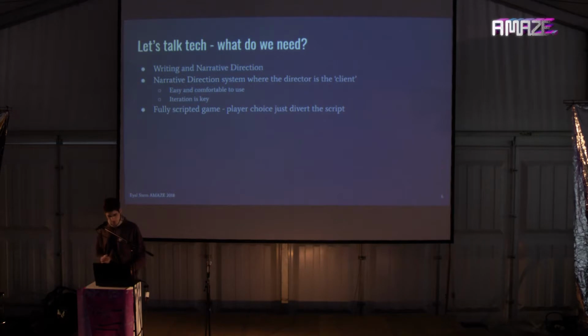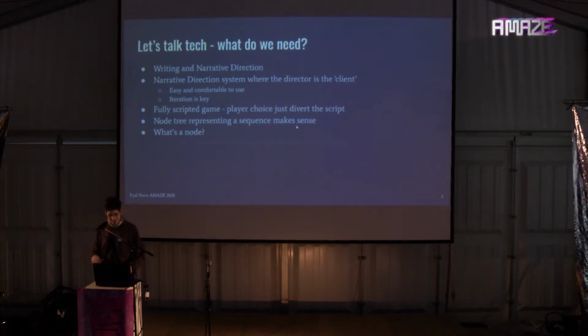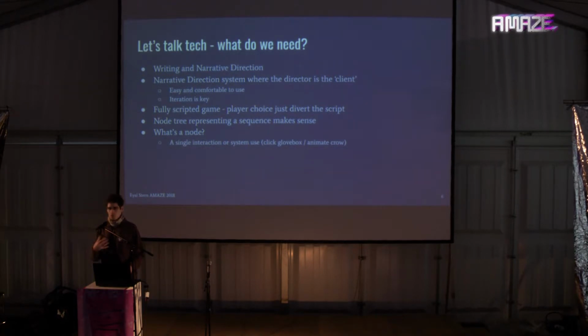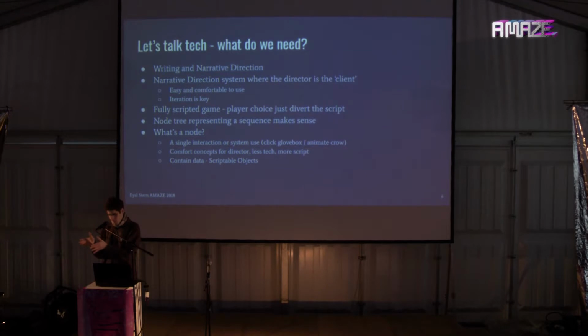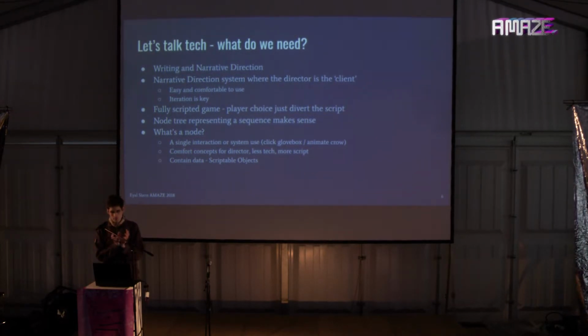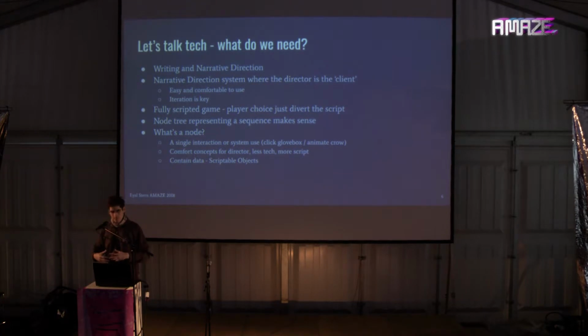You all know that. So it's a fully scripted game. Player choice, just divert the script. The thing that makes the most sense is a big node tree, and we have a node tree. You'll get to see some nodes. And the question was, what's a node? Again, I'm thinking tech. He's thinking narrative. So I'm kind of thinking about it in technical terms, and I need to make sure that it's comfortable for him. It came out that these nodes are one thing that happens, one single interaction, and then he can string them together, and if there's an option, it diverts.